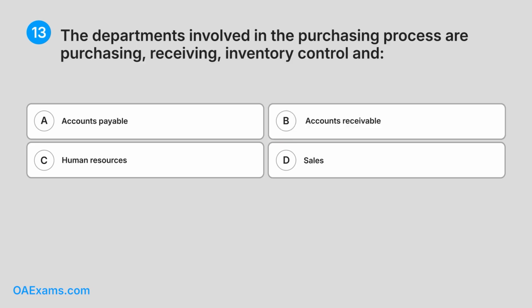13. The departments involved in the purchasing process are purchasing, receiving, inventory control, and: A. Accounts payable. B. Accounts receivable. C. Human resources. D. Sales. Can you guess the answer?